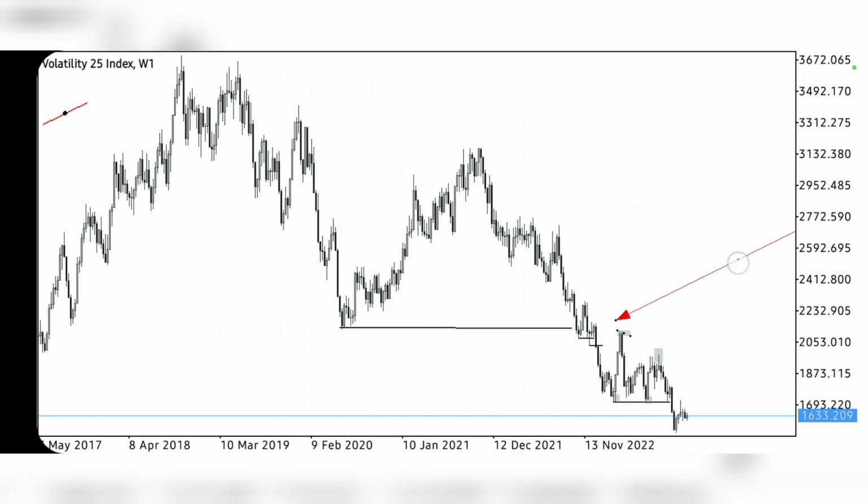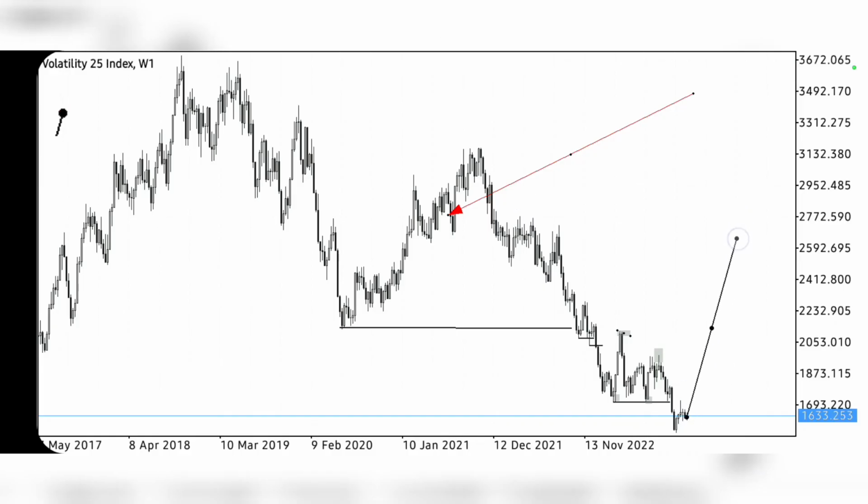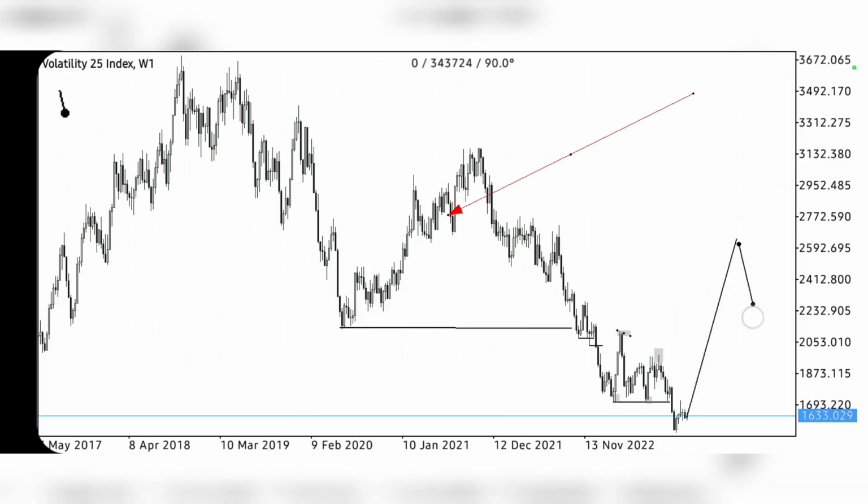So whenever you see a break of structure on the daily time frame, come back to your weekly time frame and mark out your structure range so that you can verify if that is a true break of structure. So the market will eventually do something like this, then continue to the downside.